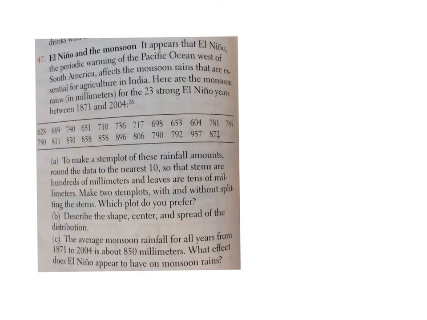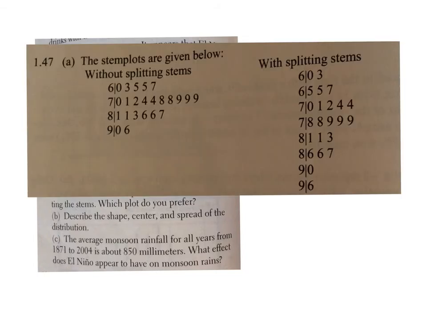So, let's take a look at what that looks like. So here's what it looks like. And notice, without splitting the stems and with splitting the stems, it just looks nicer when you split the stems. If you have a lot of numbers in one of the categories, you might want to consider splitting the stems. And how do we split the stems? 0 to 4, and then 5 to 9, right in the middle. So this represents 600, and this is 630, so there's two of those.